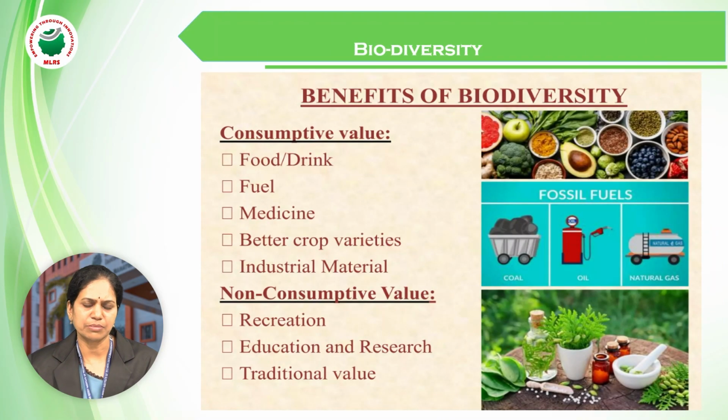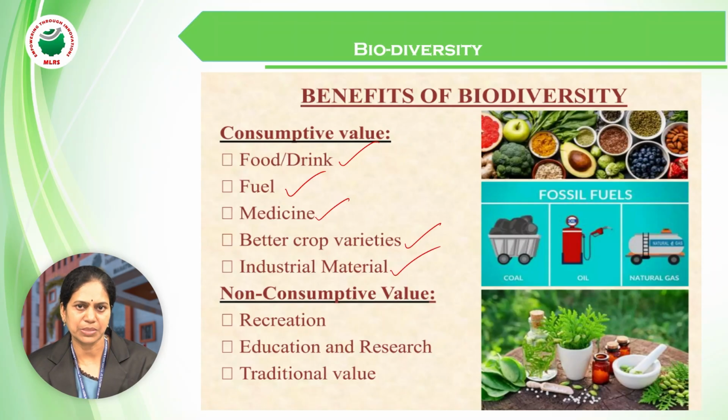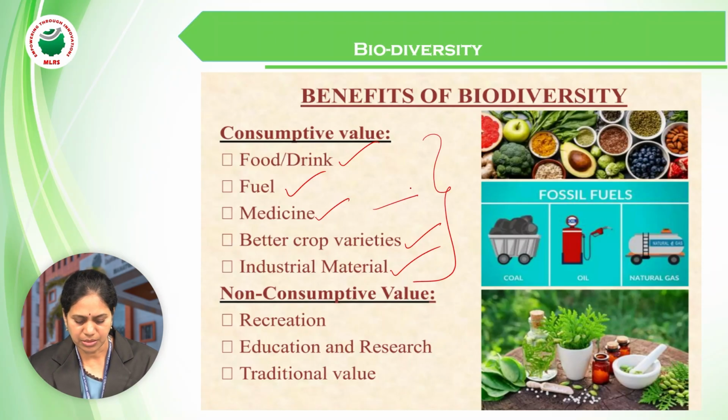Next, then, benefits of biodiversity. We are talking about many, many millions of creatures on this earth, and what are their benefits? We get food or drinks from biodiversity, different varieties of life. We get fuel from them, we get medicine from them, better crop varieties. In one species itself we get better varieties of crops. Industrial material like paper and rubber, we are dependent on biodiversity. Okay, so these are the consumptive values. All this we are dependent on biodiversity.